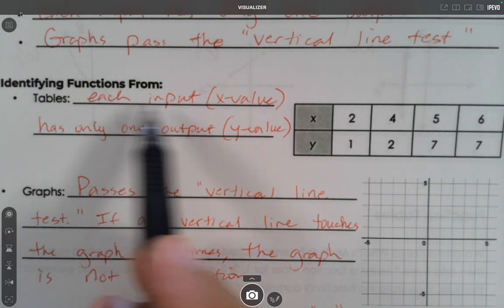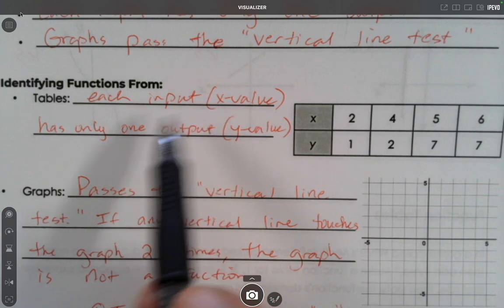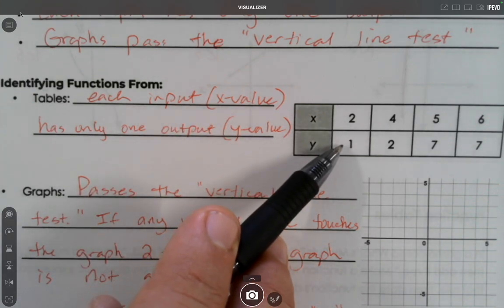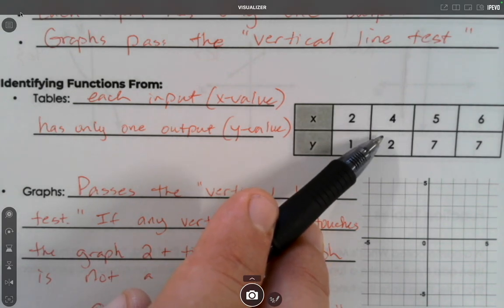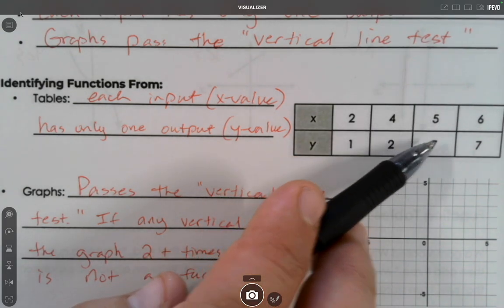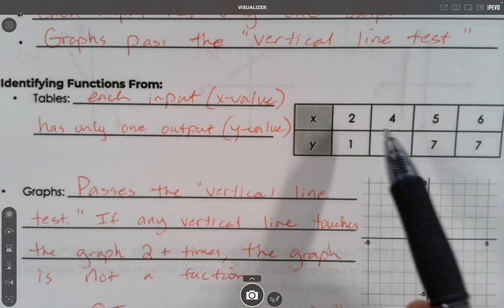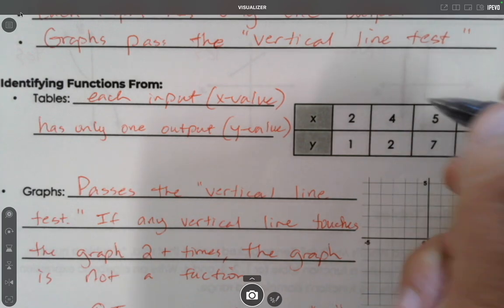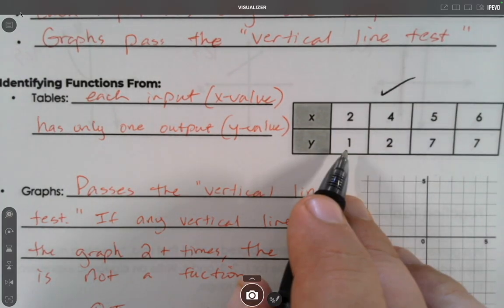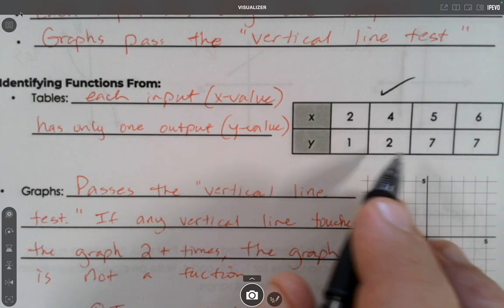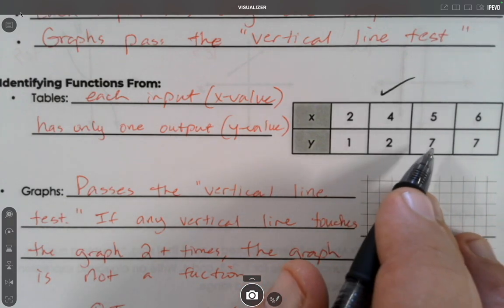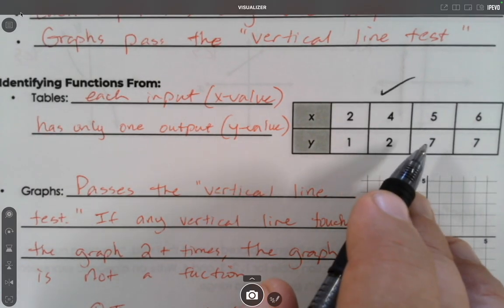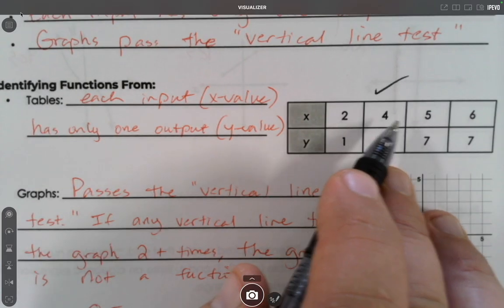So for tables, each input, which is the x value, has only one output, y value. So 2 just has one output. 4 has just one output. 5 has just one output. 6 just has one output. So if you look, the x's don't repeat. So that means yes, it is a function. The y's do happen to repeat. They don't have to, but they're allowed to. So 2 7s in the y's makes no problem as far as it being a function, because y's can repeat, but x's cannot.